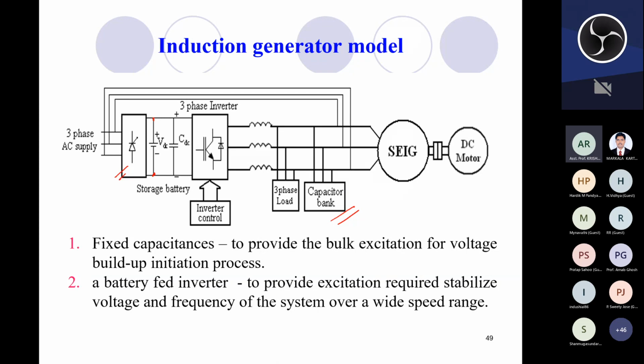Okay, so we need to stabilize voltage over a wide speed range, and also if the load changes, that will also create some voltage regulation problem, that also has to be handled by this inverter. So this inverter will be controlled in such a way that it will supply only the reactive power, that means this inverter will not handle any active power. Okay, so that is hybrid mode of excitation.